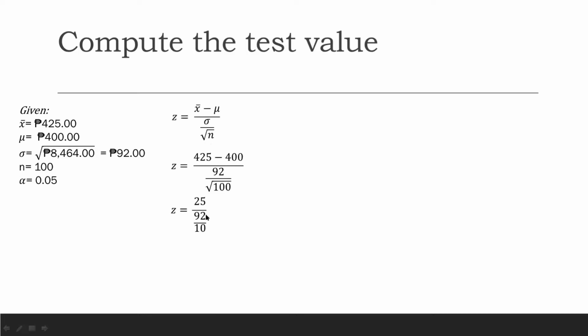Then, isosolve natin yung ating denominator, which is 92 divided by 10. So, 92 divided by 10 is equal to 9.2. Then, after that, we will divide 25 divided by 9.2 is equal to positive 2.72. So, ngayon, eto na yung ating test value.